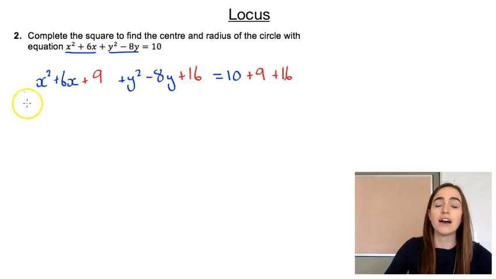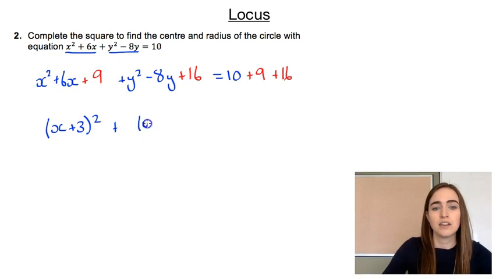So now we can factorise both of those sections. So this one here would become x plus 3 squared, because this now is a perfect square. Plus, now this one's going to be y minus 4 squared, and that's that minus because there was a negative here in front of that y term. And that's going to be equal to 35.